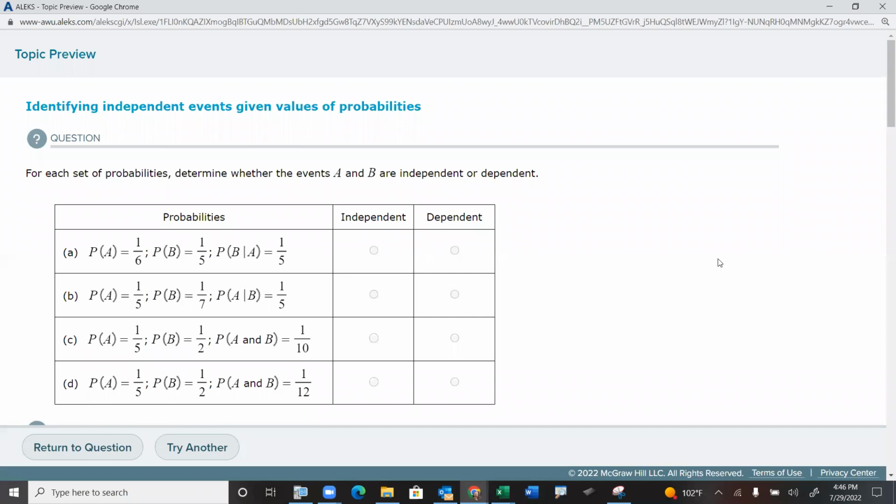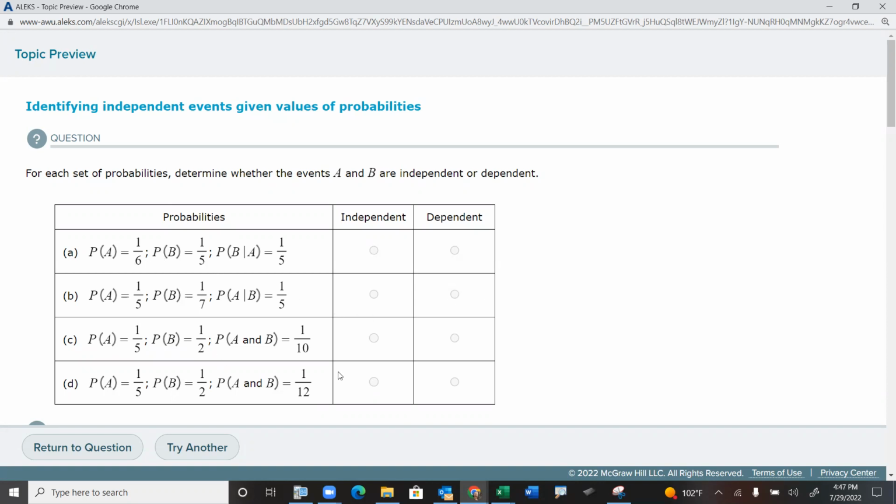On this one, we're just going to figure out if events A and B are independent or dependent. But this time, they don't give us what A and B are, just probabilities. So we have to use those formulas. This is one of the few times that you absolutely have to.